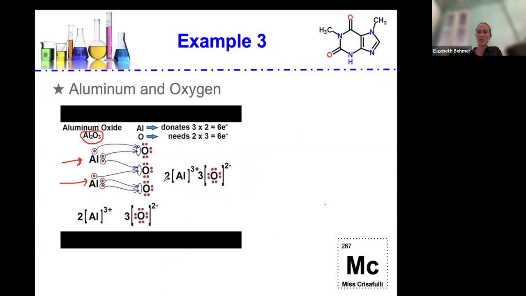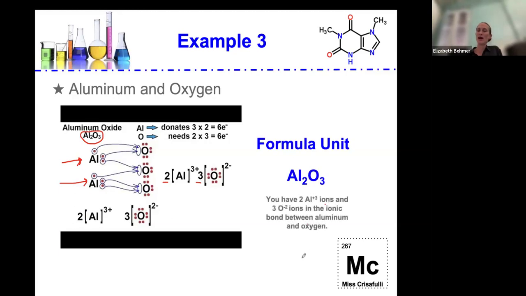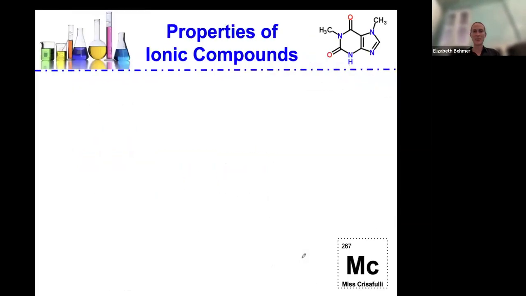So you can see here how we'll have 2 aluminums donating their 3 electrons each, and 3 oxygens receiving those 6 electrons total. So you can see how we've created aluminum oxide, and the formula unit would be Al2O3. You have 2 aluminum ions and 3 oxygen ions in the ionic bond between aluminum and oxygen.